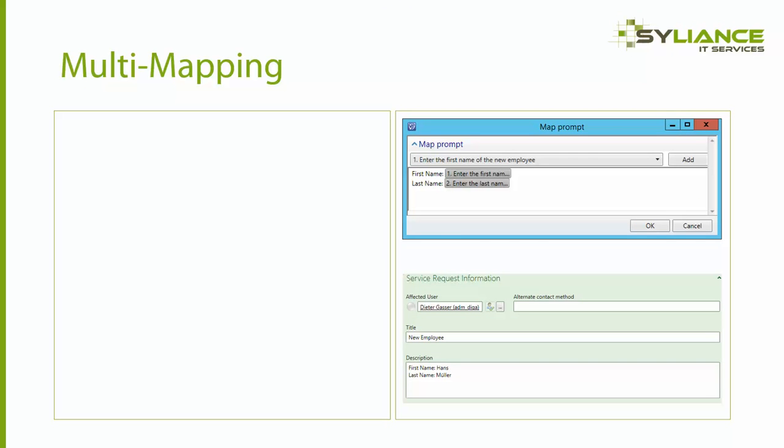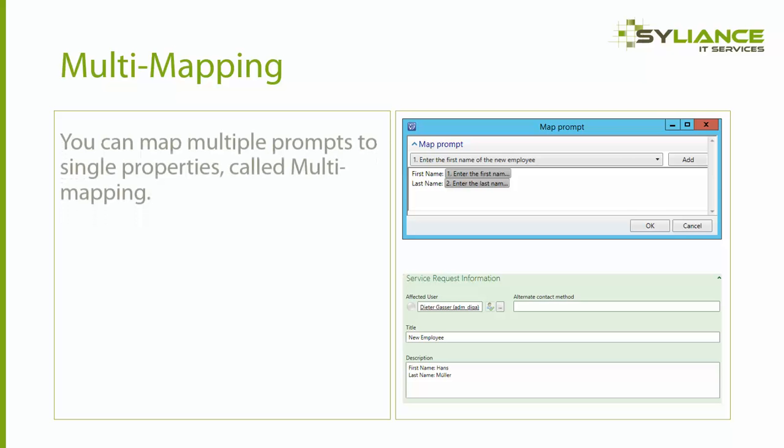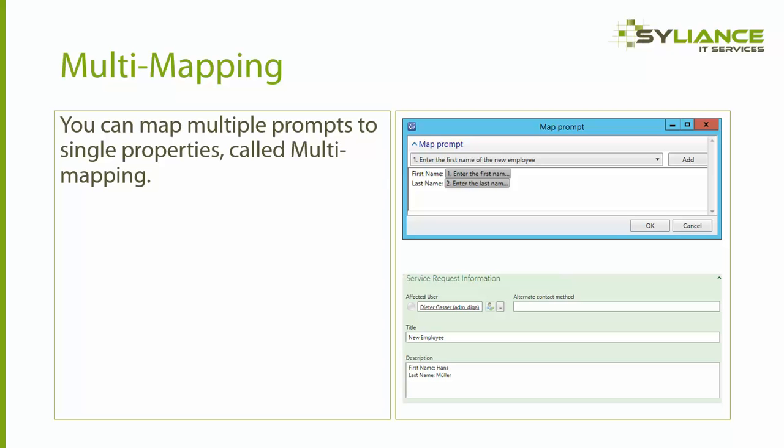Multi-mapping is a feature your admins will love, and especially the users working in the Service Manager console. With multi-mapping, you can map multiple questions to one single property on your work item. As you know, in a request offering, each user prompt has to be mapped to a property of the work item. Now, instead of establishing a one-to-one mapping, with the Syliance ITSM portal, you can use many-to-one mappings.